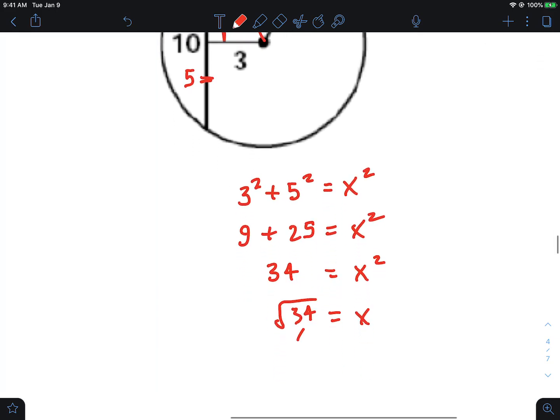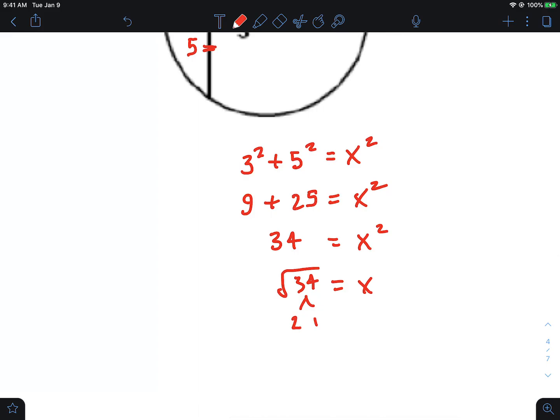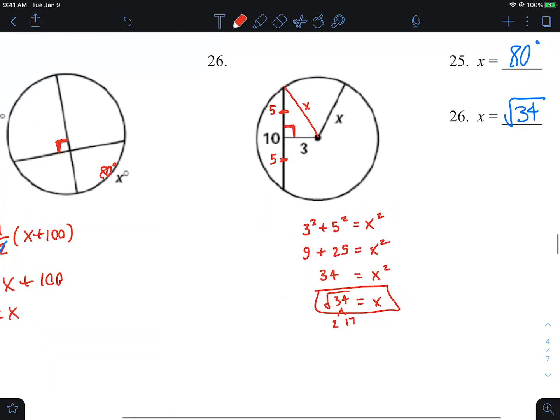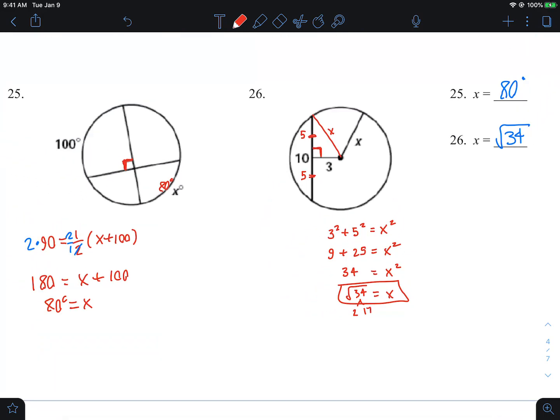Now with this specific example, you can break down 34 a little bit. I think you can go like 2 and, what is that? Maybe 17, but then 17 you couldn't break down, so you would just leave your answer like that. Or if they ask for rounding or approximate answer, you would do a decimal. But square root of 34 is the best thing to write there on that one.